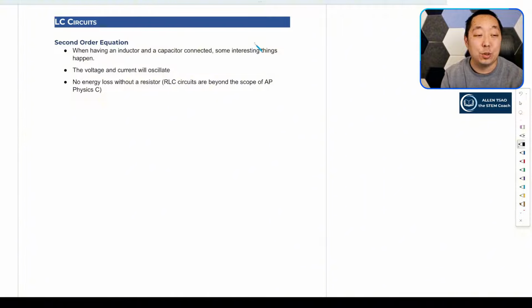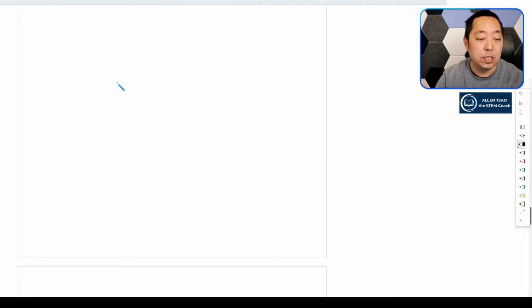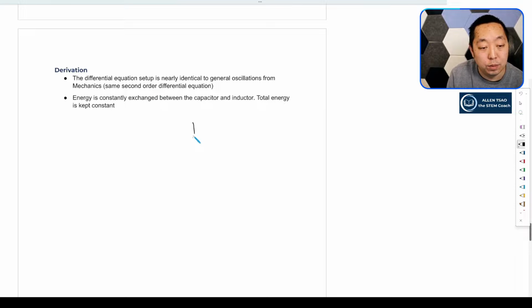Some interesting things do happen, and the voltage and current won't stabilize to a value. RC circuits and RL circuits are what we call first order circuits, and they will stabilize to a value. An LC circuit is unstable in its nature, and I'll show you what's going to happen. The voltage and current will oscillate. We'll derive that here. And there's no energy loss. Resistors are how energy is lost out of the circuit, as it dissipates as thermal energy. But when you have an L and C and little to no resistance, there's no energy loss. It just oscillates forever. So let's look at the differential equation setup for it.